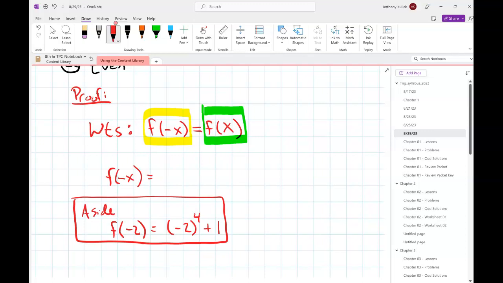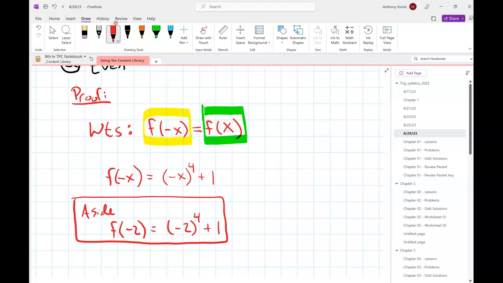Sarah? Replace all the x's with negative x. Exactly right. So in place of the x, I'm going to write a negative x. I still have to the 4th, and I still get the plus 1. Everybody feel okay there?